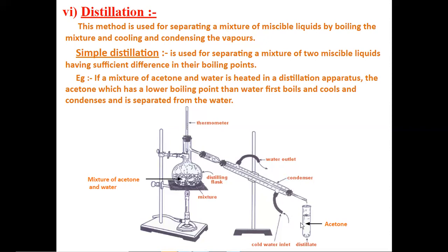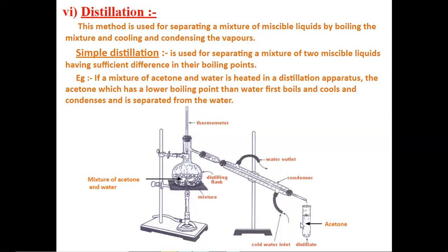The principle of this simple distillation method is that these two liquids, acetone and water, are miscible, they get mixed with each other, but they differ in boiling point. So they will get separated because their boiling points are different. When we boil this mixture, they get separated out because they have different boiling points. That is a very simple explanation of this method.